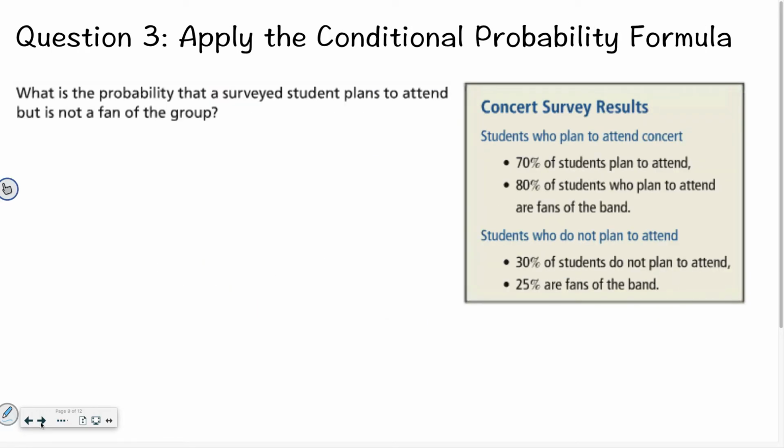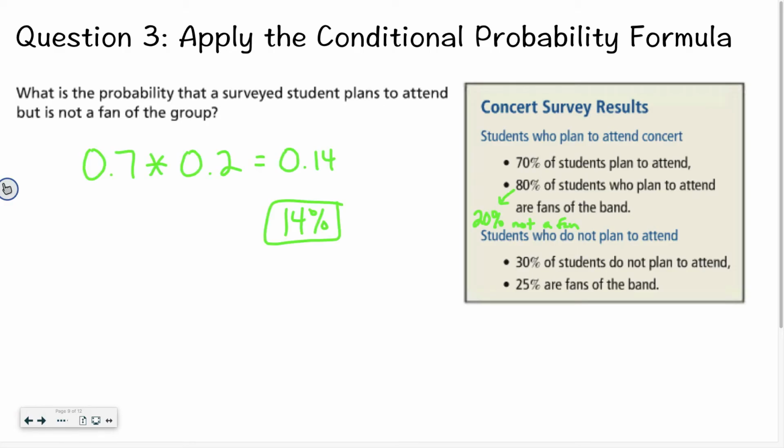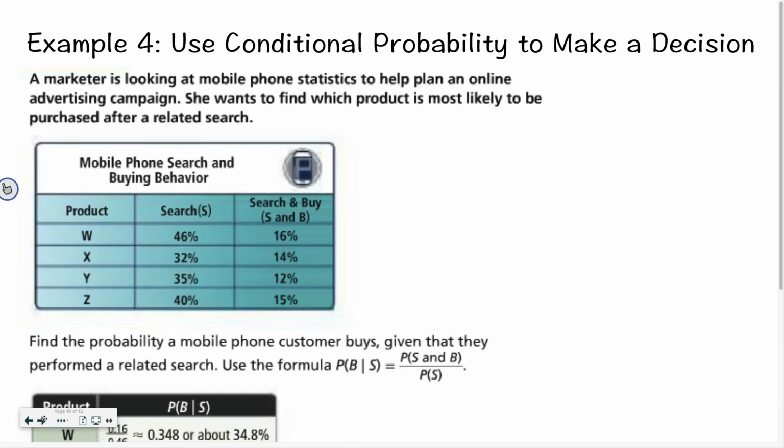Okay, so why don't you take that idea and solve this problem? What is the probability that a surveyed student plans to attend but is not a fan of the group? Good luck. Hopefully you said of the 70% that plan to attend, 20% are not actually fans. The way I got that was I know 80% are fans, therefore the other 20 are not fans. So I would say 0.7 times 0.2, which is 0.14, or 14%.